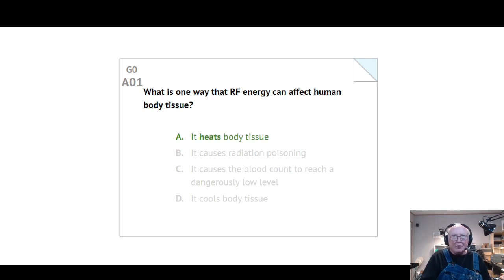B is it causes radiation poisoning. Well, we know that's not true. It causes blood count to reach a dangerously low level. That's not true. It cools the body tissue. Well, that's definitely not true. So it's the top one. It's A, heats the body tissue just like it would heat a piece of chicken. All right, on to the next one.